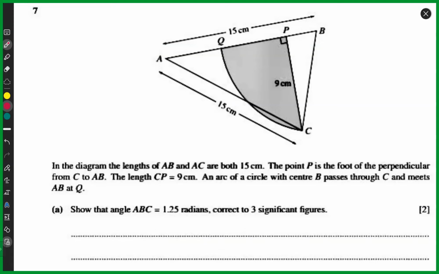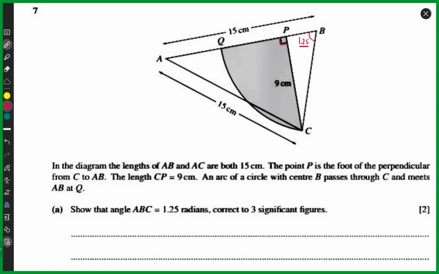That's fine. 9 centimeters is the length of PC, and you have been asked to show that the angle ABC is 1.25 radians. So this is basically the angle. Now I'm pretty sure that this has nothing to do with this chapter exactly, circular measure, but we need to use our old knowledge and all the concepts to find out this angle.